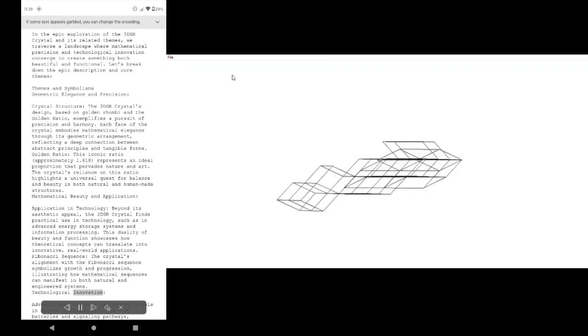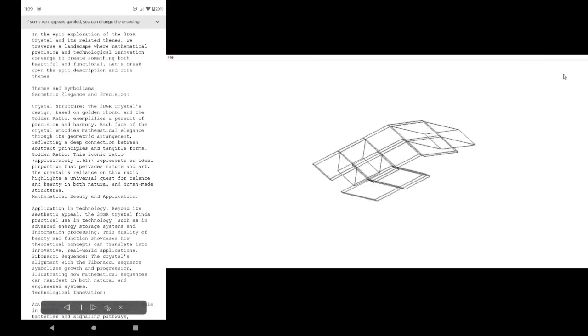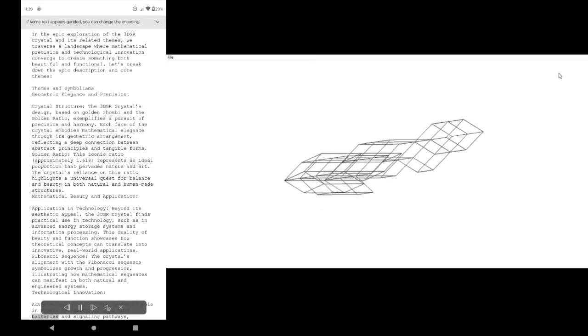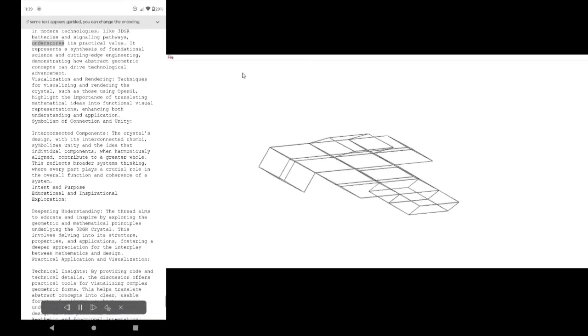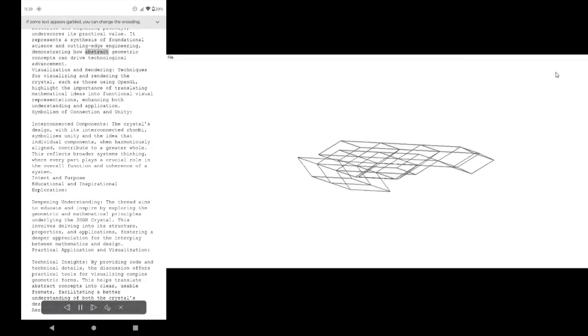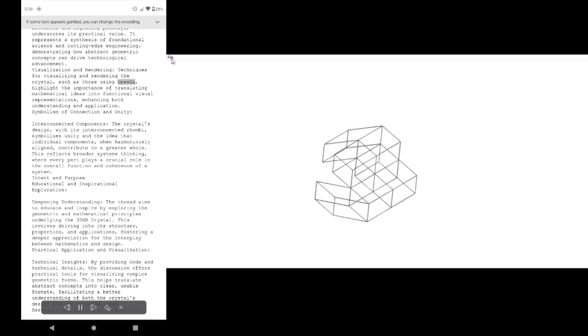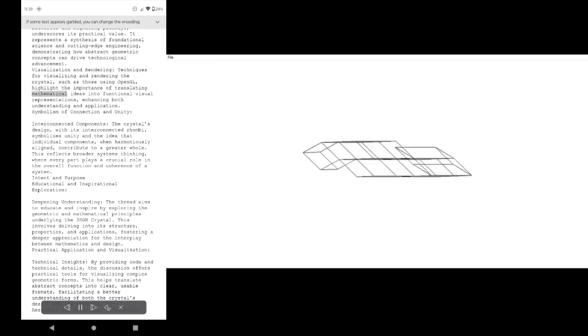Technological innovation. Advanced applications. The crystal's role in modern technologies, like 3D GR batteries and signaling pathways, underscores its practical value. It represents a synthesis of foundational science and cutting-edge engineering, demonstrating how abstract geometric concepts can drive technological advancement. Visualization and rendering. Techniques for visualizing and rendering the crystal, such as those using OpenGL, highlight the importance of translating mathematical ideas into functional visual representations, enhancing both understanding and application.